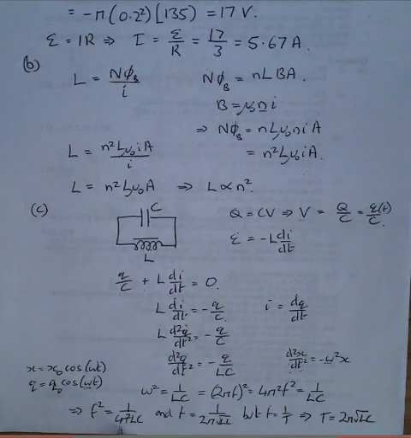Rearranging this, we get f squared is 1 over 4 pi squared LC. Therefore f, taking the square root, is 1 over 2 pi times the square root of LC. But we know that f is 1 over the period; the frequency of a motion is 1 divided by its period. So we take 1 over f, and that just gives us T. The period is 2 pi times the square root of LC.